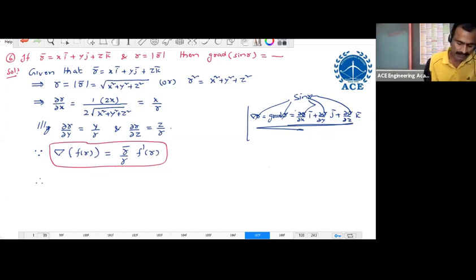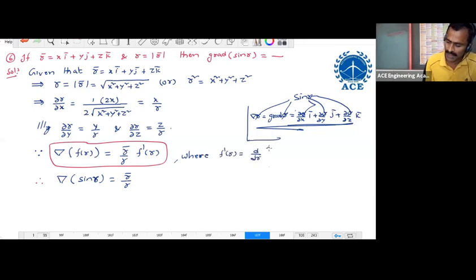Therefore, del of sin r. Compare this del of sin r with del of f of r. That is, in place of f of r we have this function. So replace f of r with sin r on the right hand side. That is r bar by r into f dash. F dash here means the ordinary derivative, d by dr of f of r, the derivative of f of r with respect to r. The derivative of sin with respect to r is cos r. That's all. This is the form.